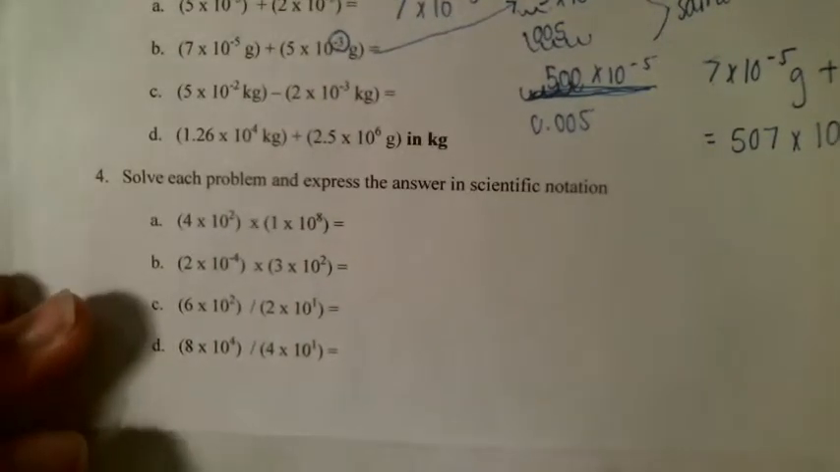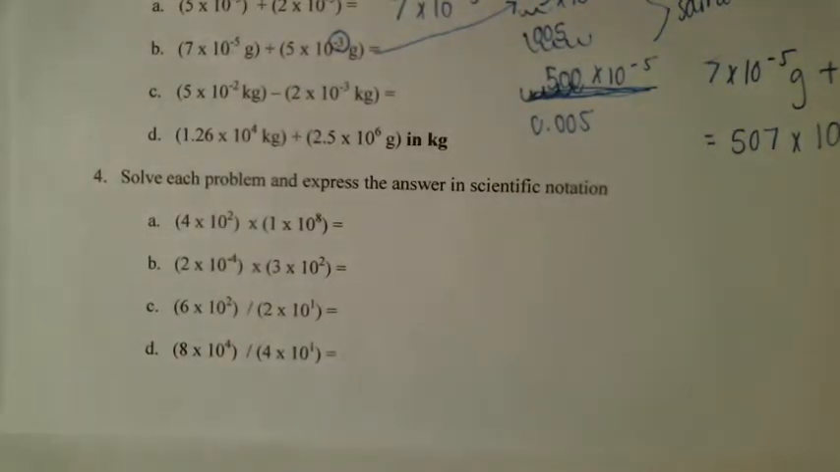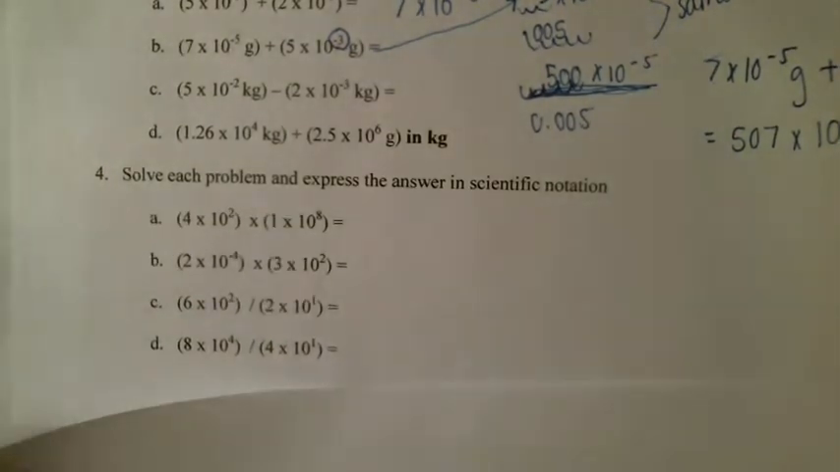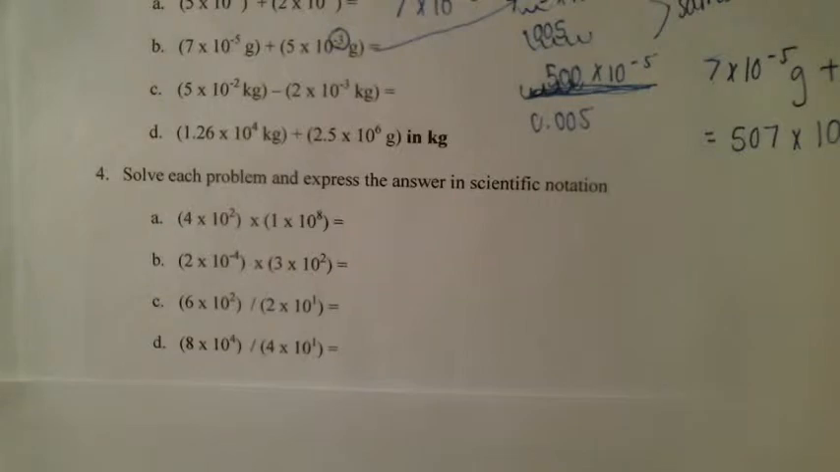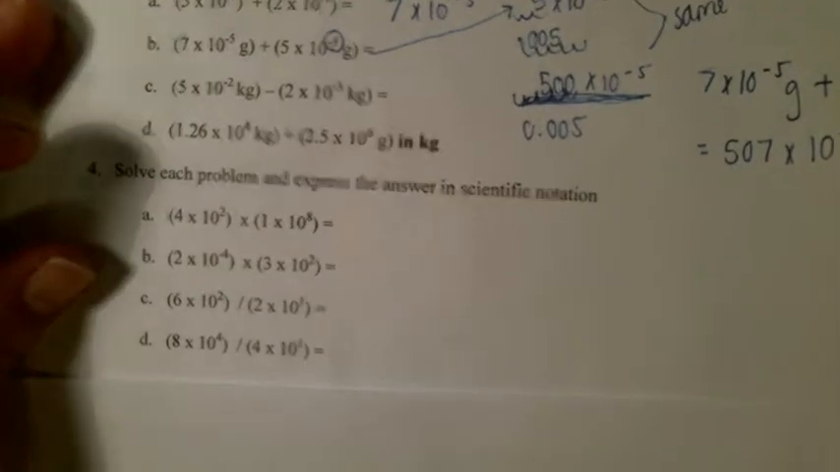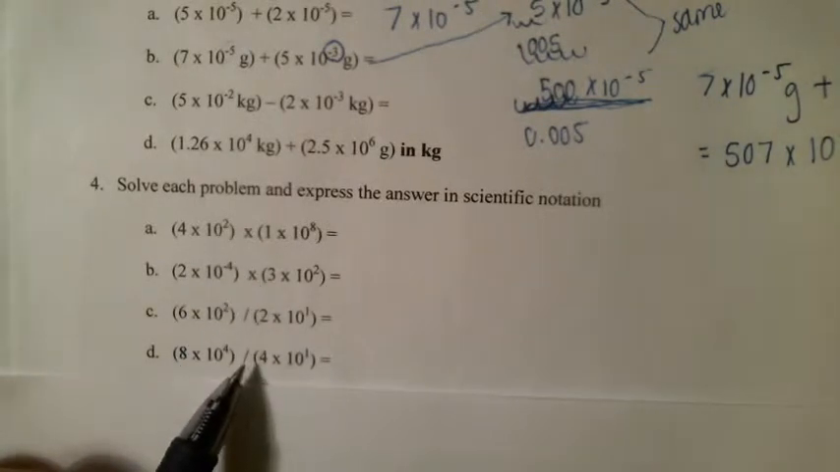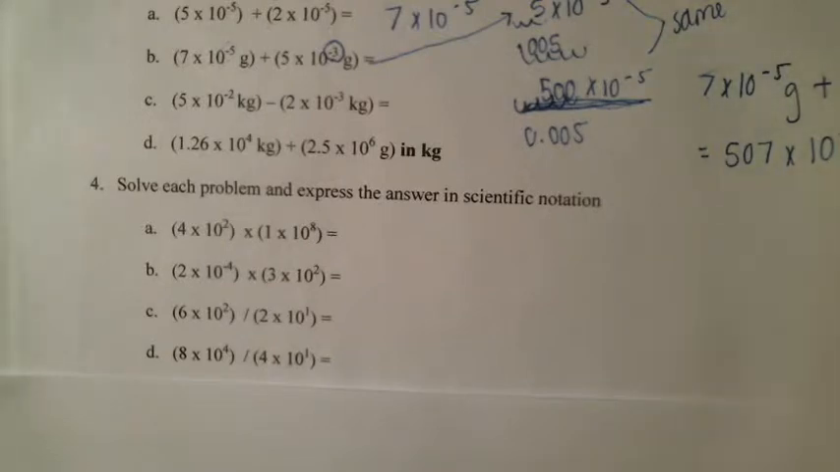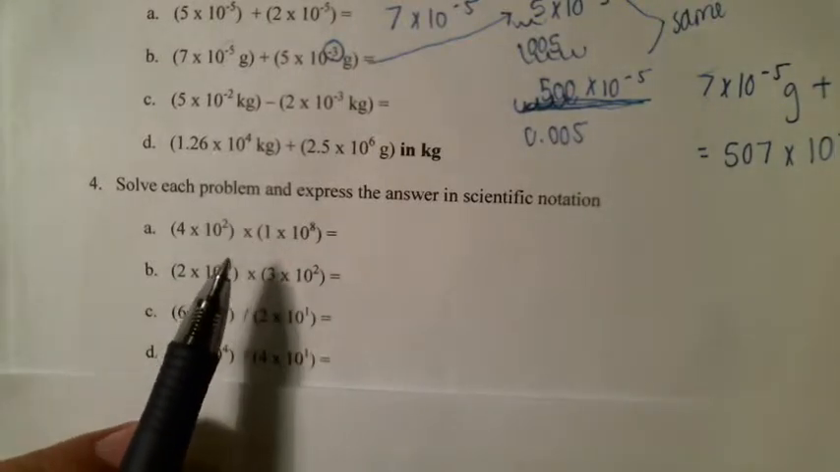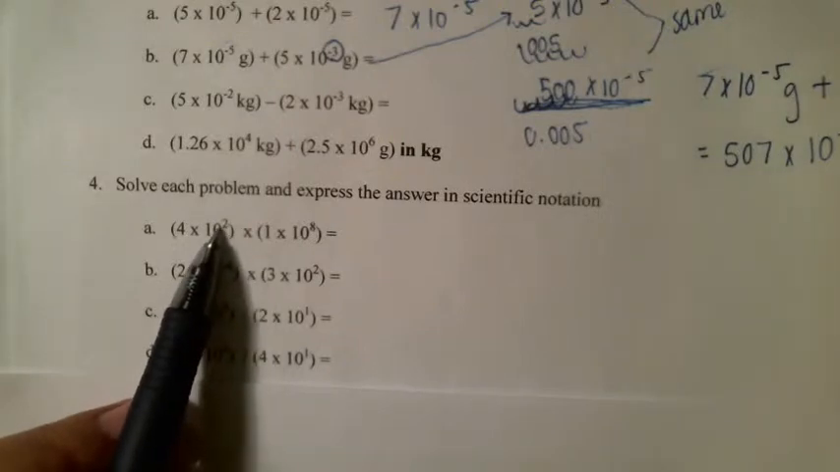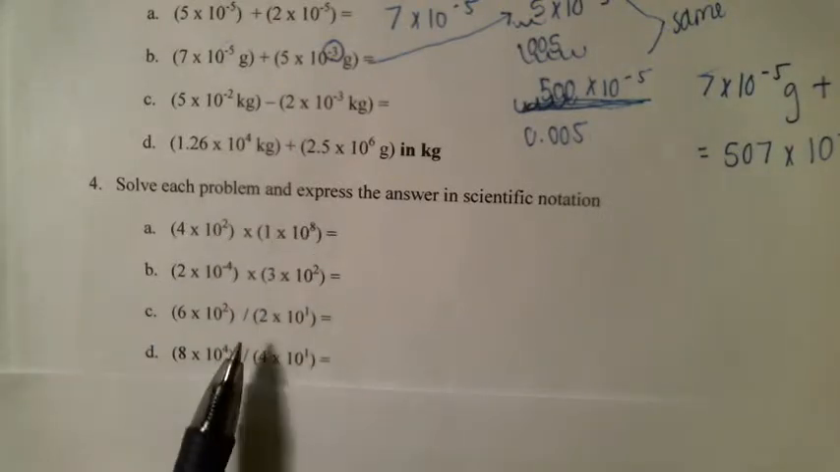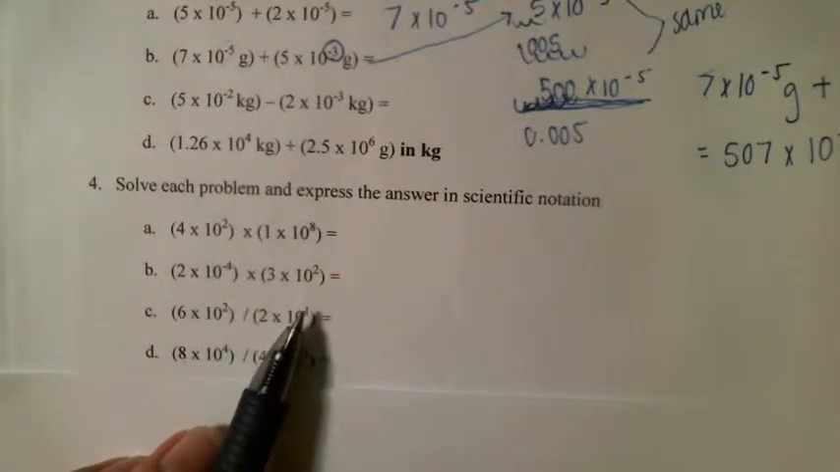Right, let's look at problem 4. Okay. The directions say, solve each problem and express the answer in scientific notation. Now here, we're dealing with multiplication and division. Multiplication and division is much easier than addition and subtraction because it doesn't matter if the exponents match or not. If you're multiplying, all you do is add the exponents. If you divide, you subtract the exponents.